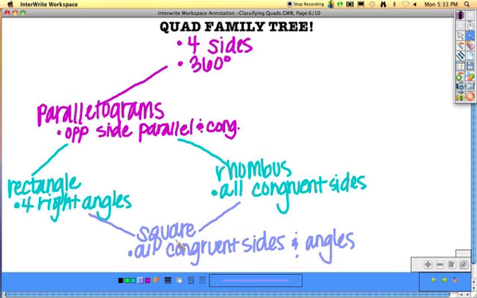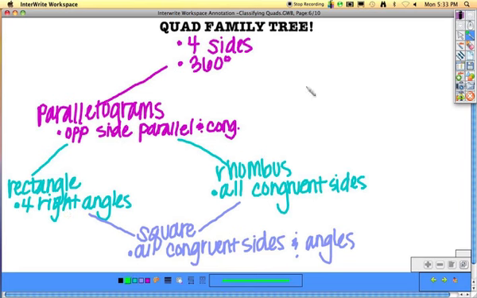So yes, the square is considered a rhombus and a square is considered a rectangle, but it's not the other way around because we have some rectangles that are not going to have all congruent sides, or we may have some rhombuses that are not ever going to have all congruent angles. But the other way around, a square will always be a rectangle, a square will always be a rhombus.